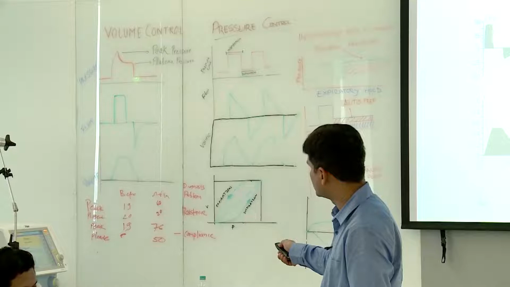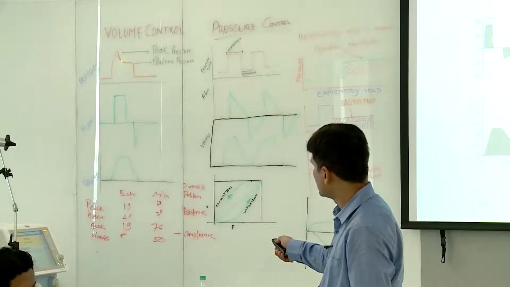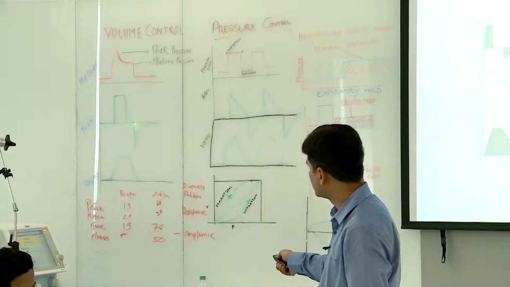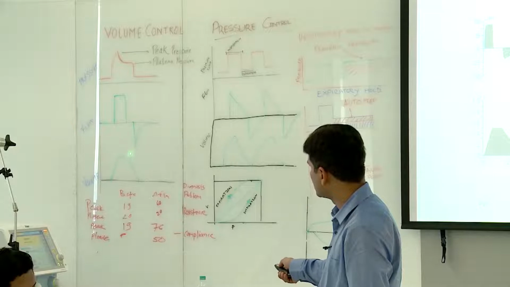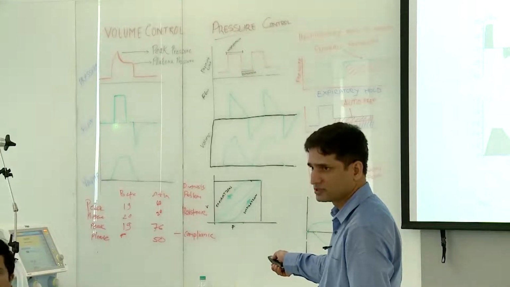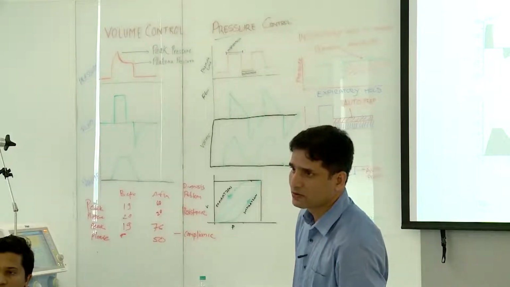Then the pressure gradually drops here. This is basically where the expiratory valve opens. Understand? So the expiratory valve opens here, here, and here. This time lag is called the pause. This is the characteristic of volume control ventilation.